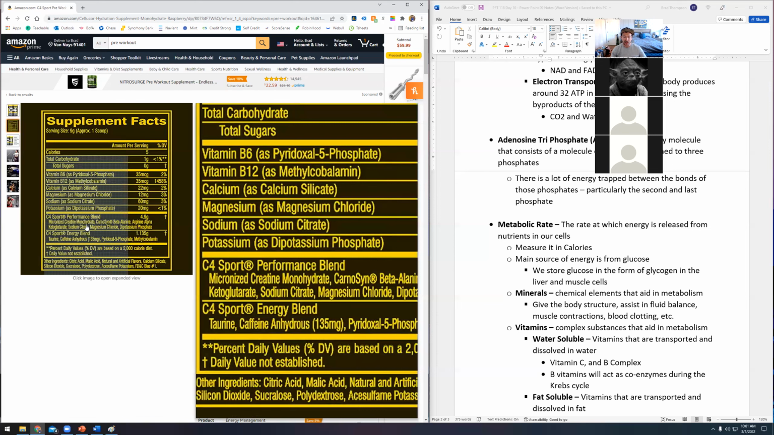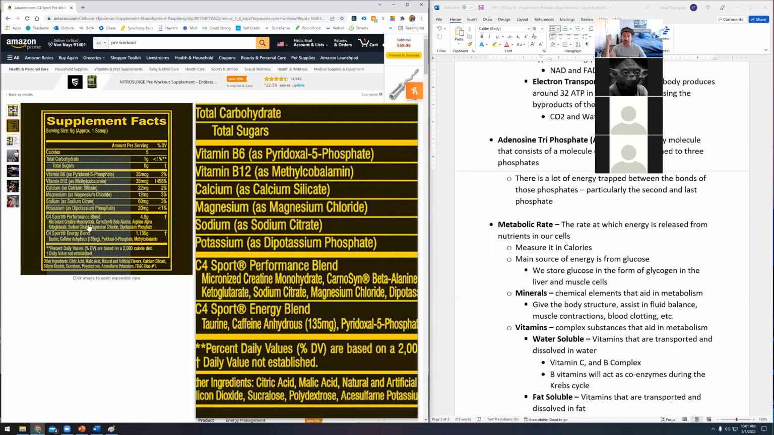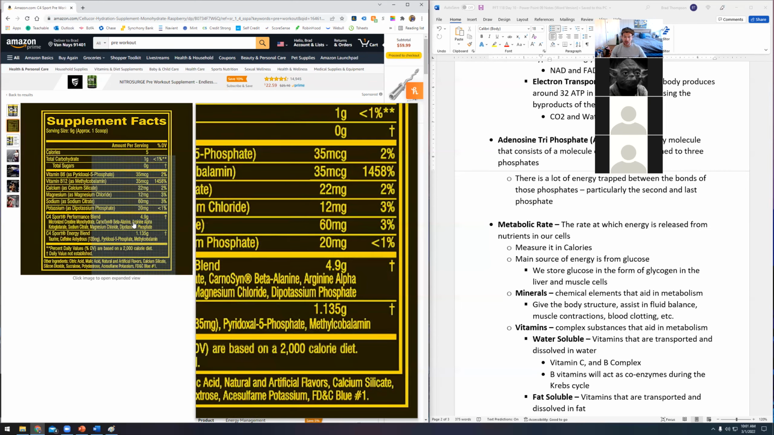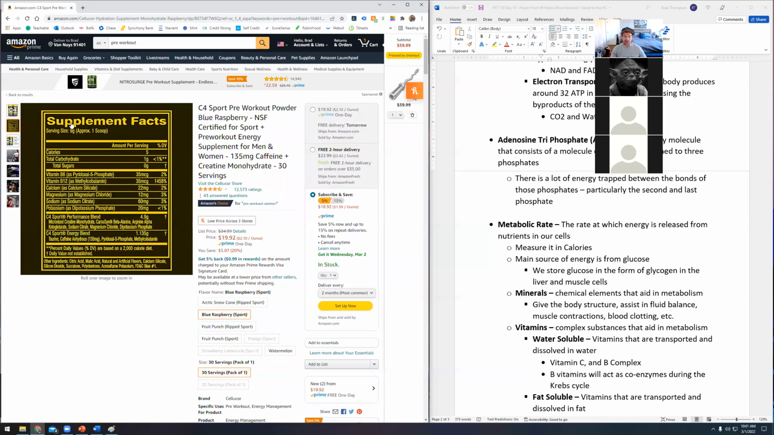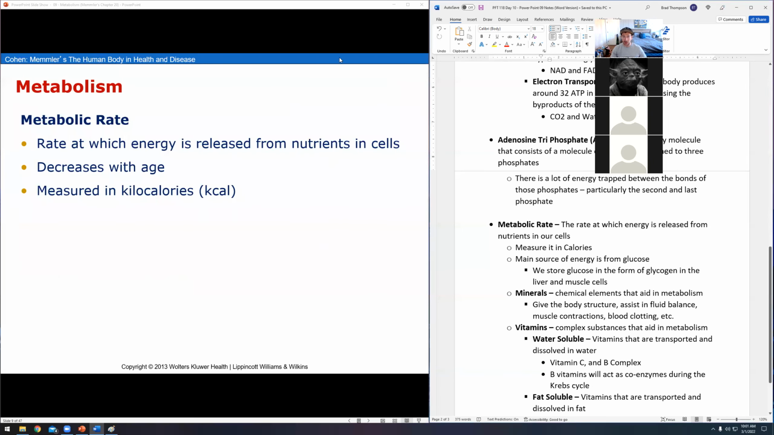And then you can see the energy blend, taurine, caffeine. Again, there's all the caffeine stuff. So pre-workout is very similar. It's like taking hydroxycut plus an energy drink plus a Gatorade, plus creatine. That's really what all these supplements kind of are. But again, these are all things that I've been describing. You get them from food, you get them from getting a good night's rest.